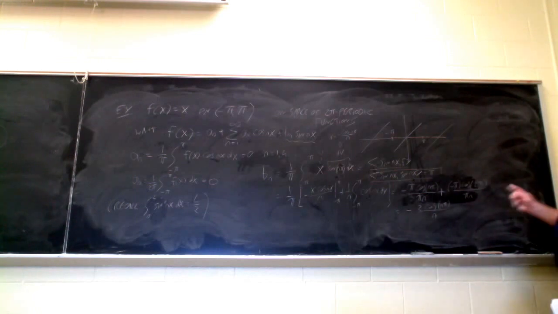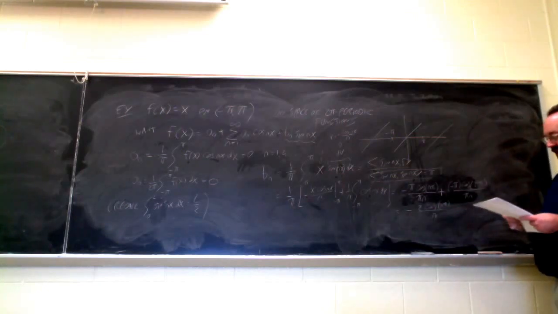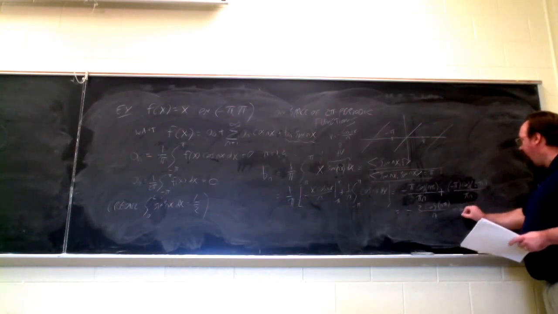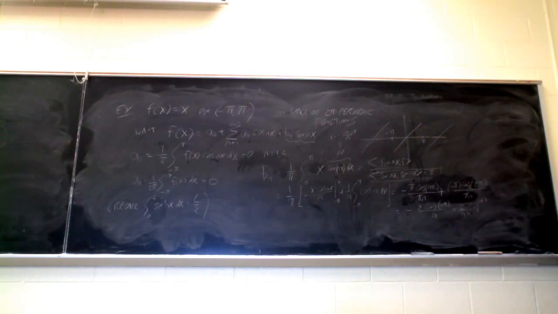So cosine n pi, what does that equal? Depending on n, if it's even, it's 1, and if it's odd, it's minus 1. We also have a minus sitting here. So we actually get 2 over n times minus 1 to the n plus 1. So those are our coefficients, our bn's.